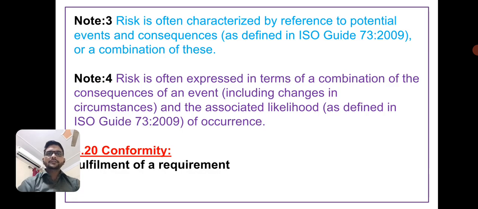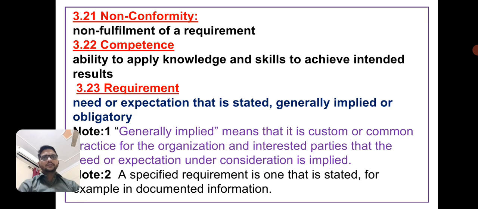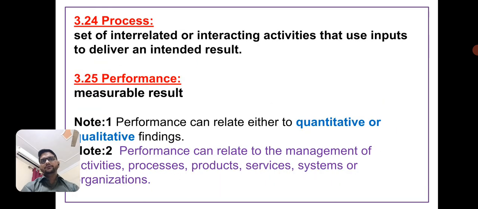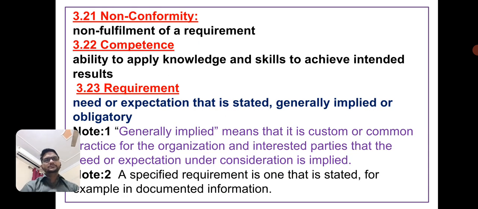What is conformity? Conformity means the fulfillment of a requirement, a requirement of a standard that we fulfill. That is conformity. And non-fulfillment of a requirement is non-conformity. Competence is the ability to apply knowledge and skills to achieve the intended outcome or results. And requirements are needs or expectations that are stated, generally implied or obligatory. Generally implied means that it is custom or common practice for the organization and interested parties.